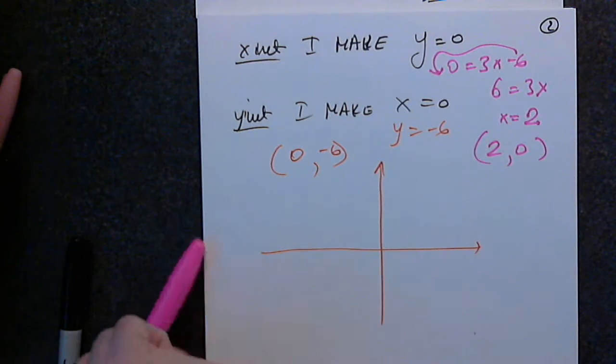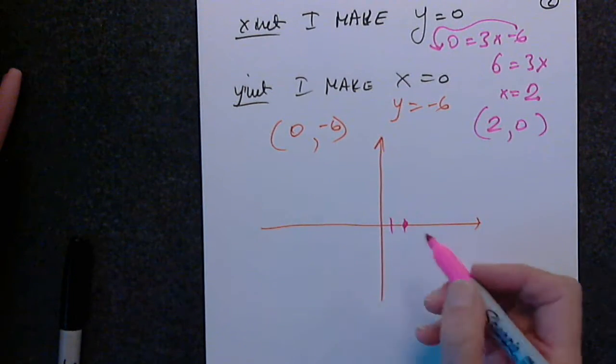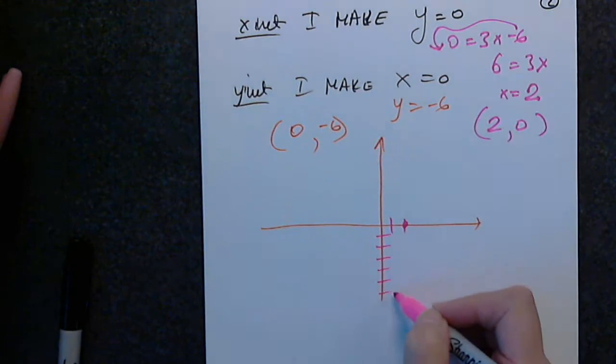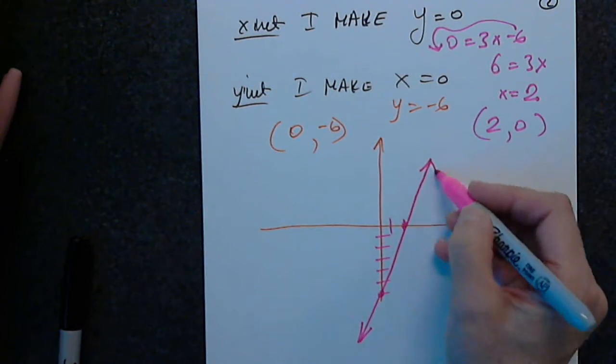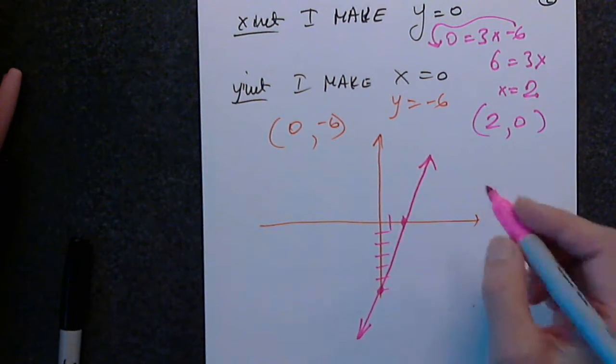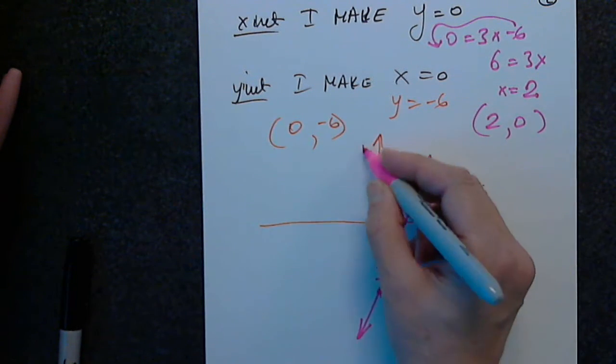So then I'm ready to graph. I will plot 2, 0, 1, 2. I will plot 0, -6, 1, 2, 3, 4, 5, 6. I will connect and extend the line. I will put 2 arrows up and down. I will write y equals 3x minus 6 next to it, so I know what I graphed.